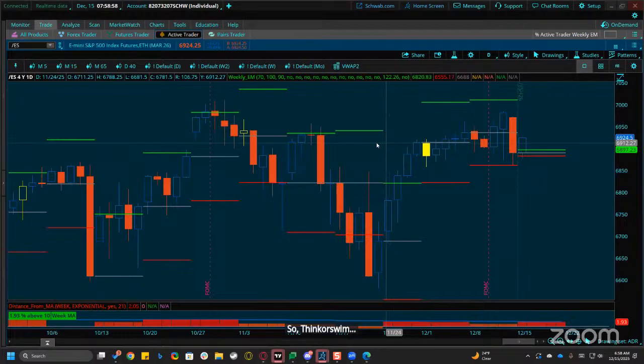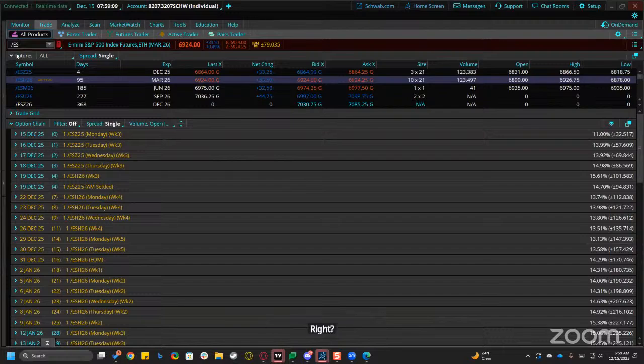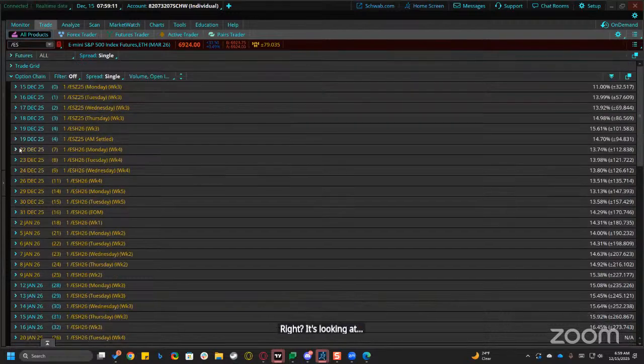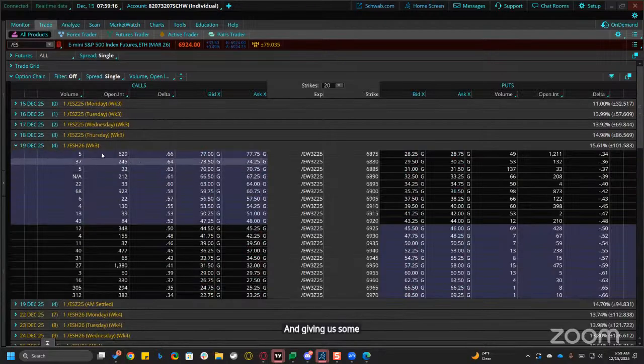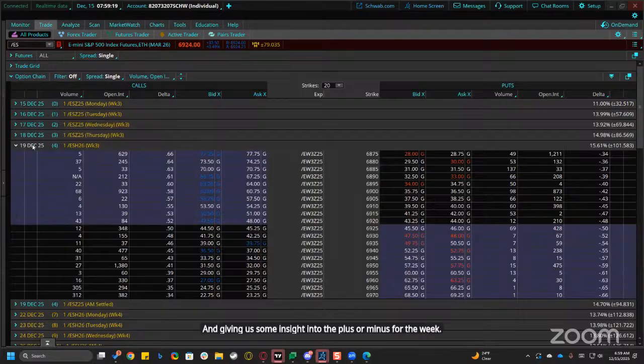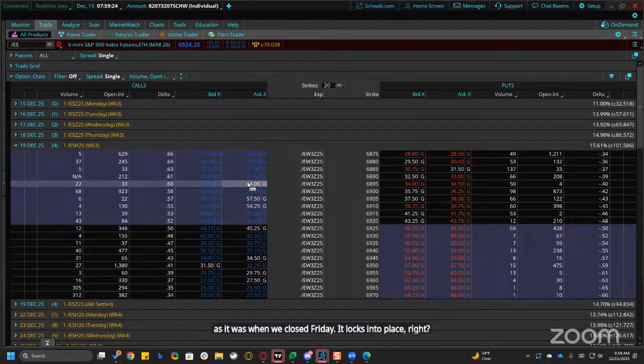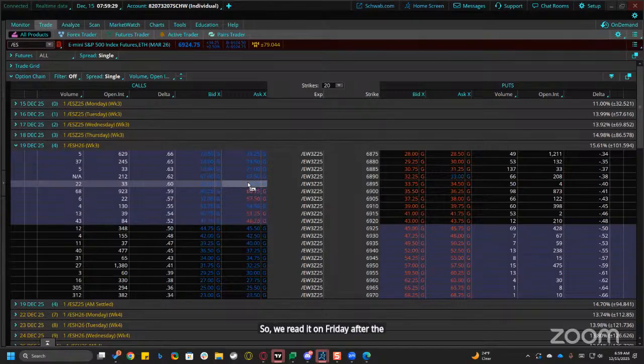Thinkorswim doesn't give us the language in the coding to reach the data that actually makes these ranges. That data comes from here, right? It's looking at Friday's expiration and giving us some insight into the plus or minus for the week as it was when we closed Friday. It locks into place, right? It's static. So we read it on Friday after the close, we mark out the lines and levels, and then we're good for a week.